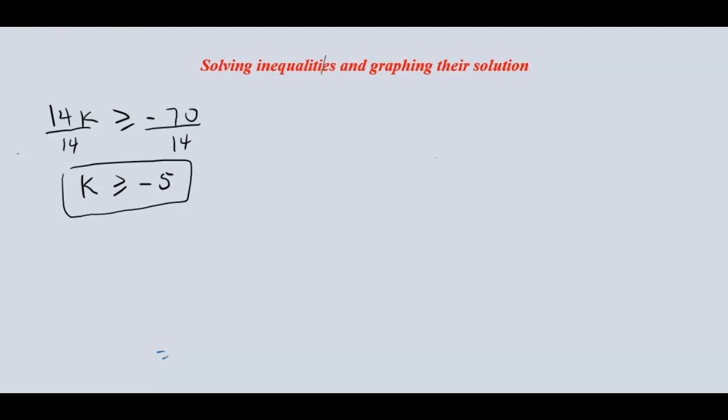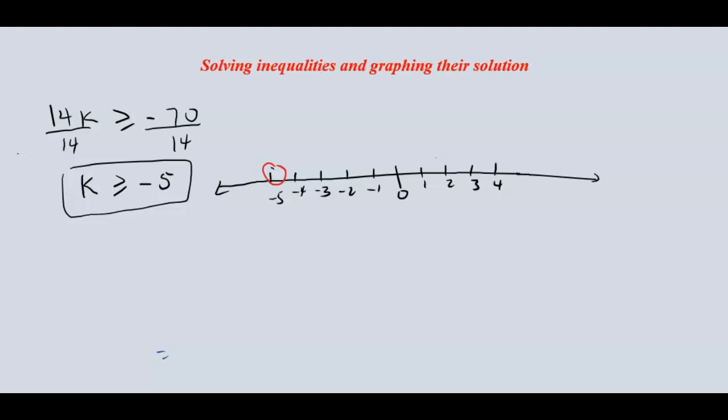Now, how do we graph this? You just make a number line: 0, 1, 2, 3, 4, and -1, -2, -3, -4, -5. We're going to make a circle on -5.